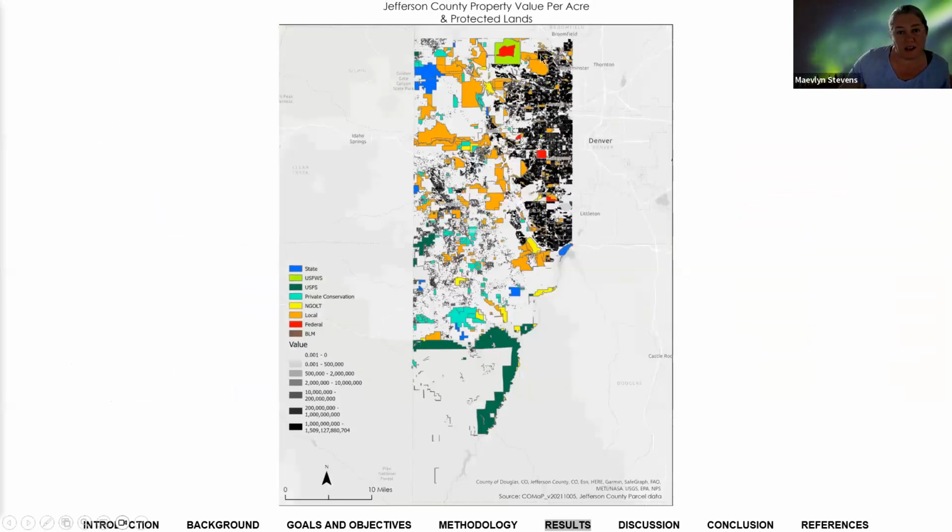And just as in the land cover map where you had the development clustered to the northeast, similarly the property values are also clustered. This county is a little different than Denver in that it's divided into a very natural side on the western side and then more developed on the east.